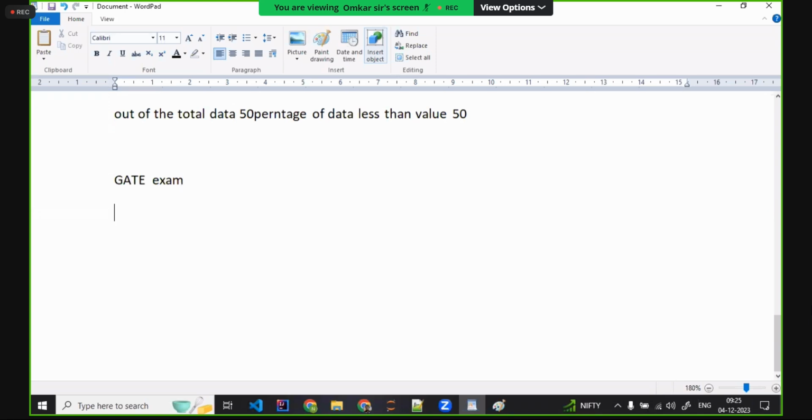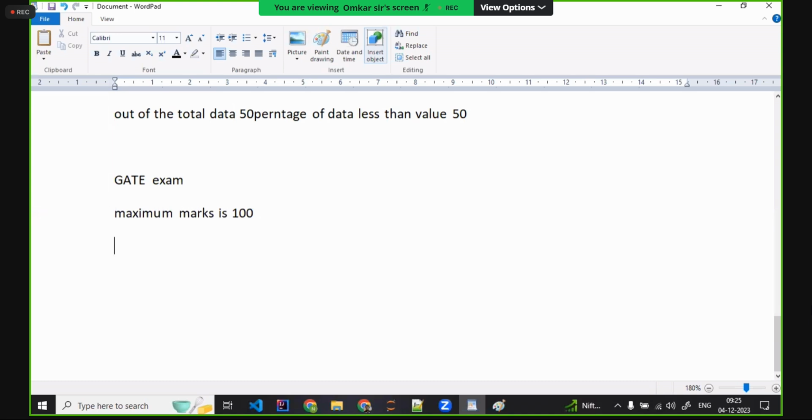So what is the GATE exam? Who will write the GATE exam? Engineers, right? Engineers, to get MTech admissions or to get jobs in the PSUs. That's the GATE exam. Listen very carefully. Maximum marks is 100.